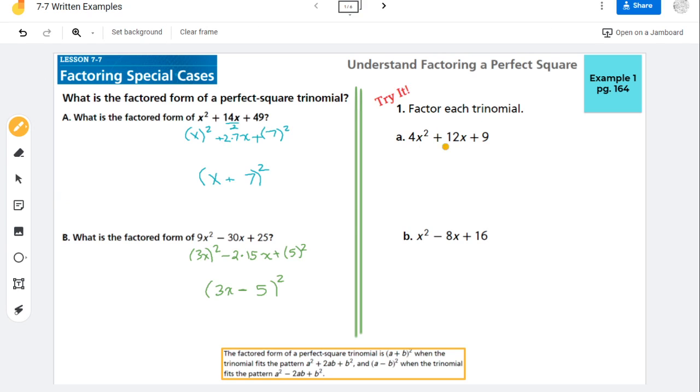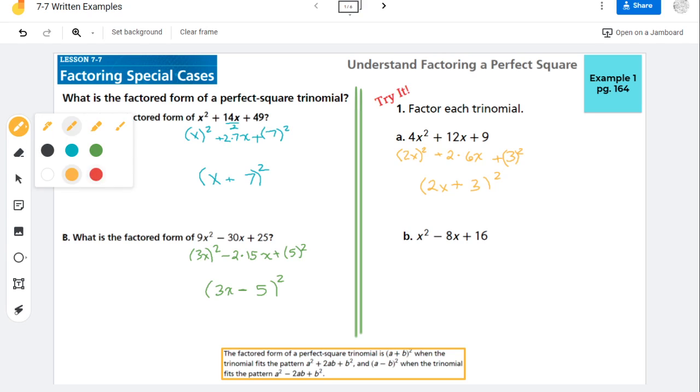Let's do it again. So 4x squared is the same thing as 2x squared. And 9 is 3 squared. So if I take 12 and divide it by 2, I get 6x. So 2x times 3 is 6x. So this is a perfect square trinomial. So I drop down that first sign, and my a is 2x and my b is 3.